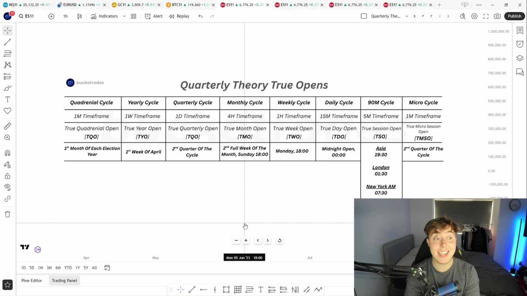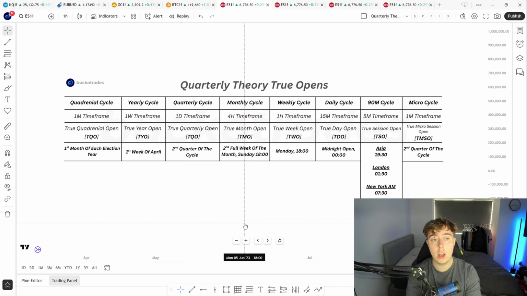Now for the yearly cycle, viewed on the 1 week time frame, this is what's known as the true year open, or the TYO. And this is the first week of April, because as you guys know, January, February, March is Q1. April, May, June is Q2. So the first week of April marks out Q2 of that yearly cycle. So mark out that weekly candle open. That is your true year open.